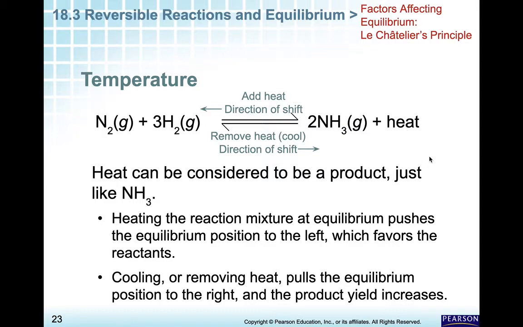If we remove heat by cooling the system, then our system responds by producing heat. So we're trying to remove heat. We made this side lower. The system wants to undo our change, and so it will favor the forward reaction to produce and add more of that heat back in.